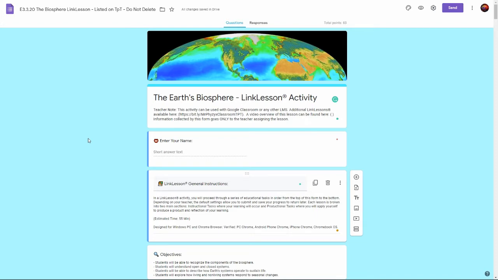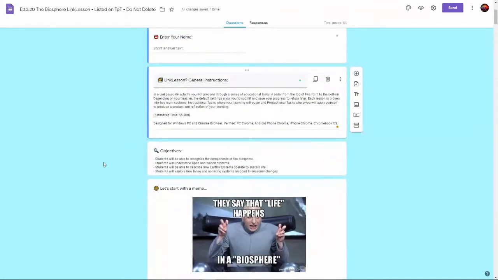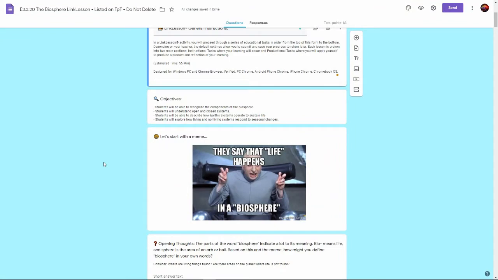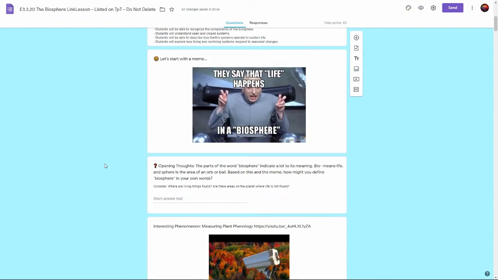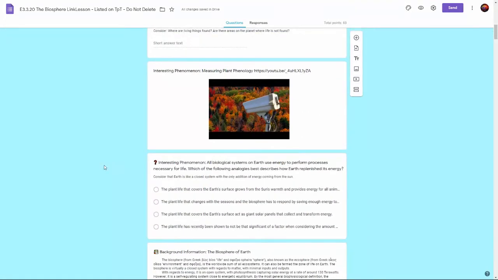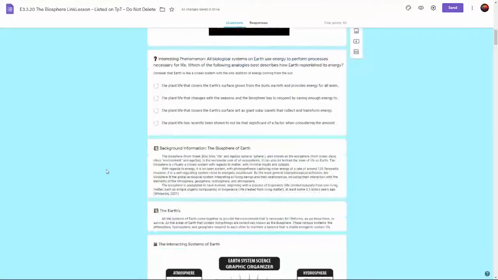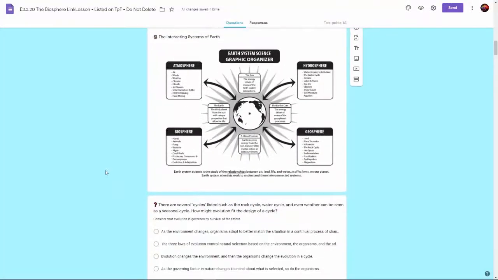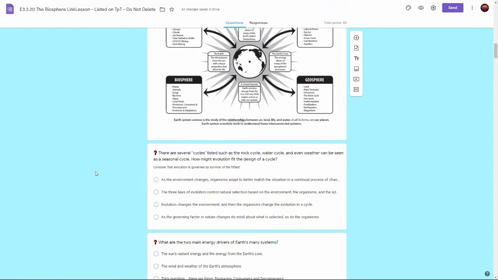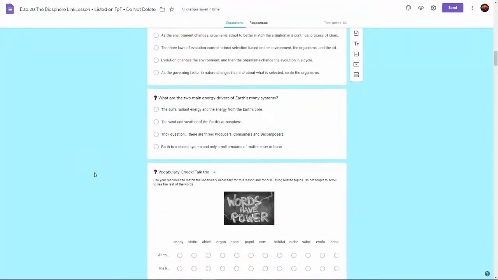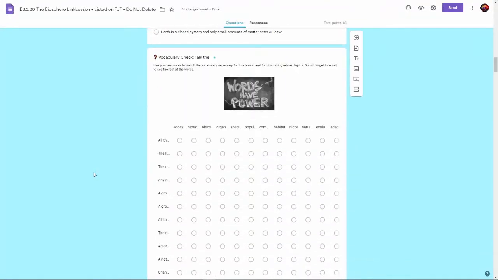We're going to do a quick overview. We see some general instructions followed by the objectives, and then a meme activity to engage the student, followed by a phenomenon activity, and then background information. They have to take a look at a diagram, decode some of the information before doing a vocabulary check.